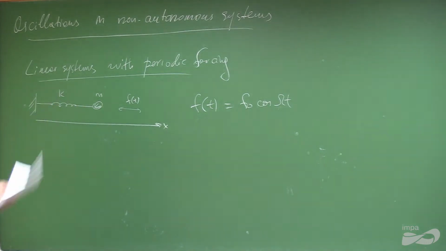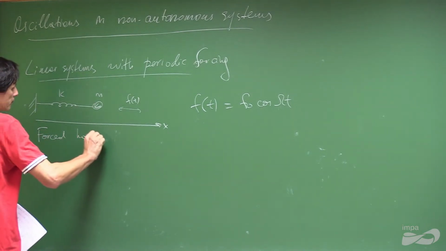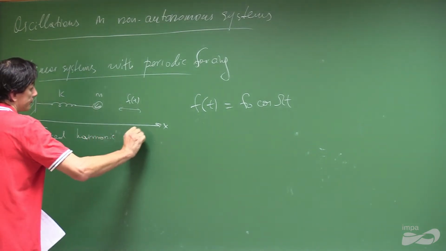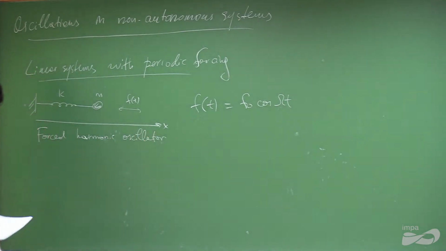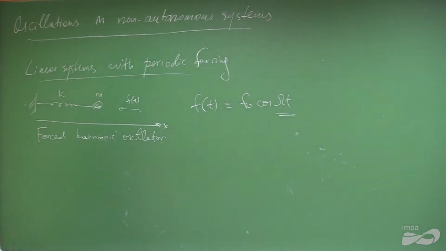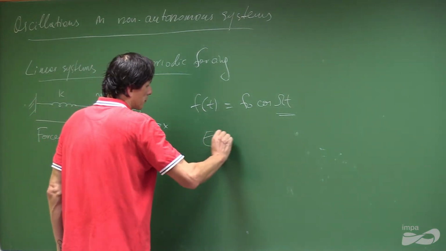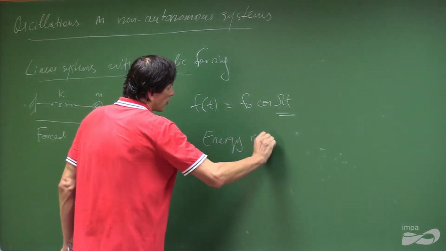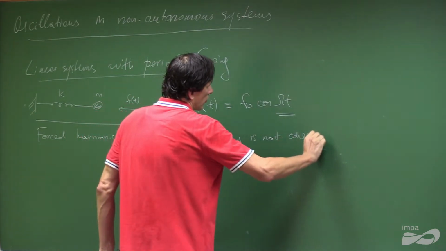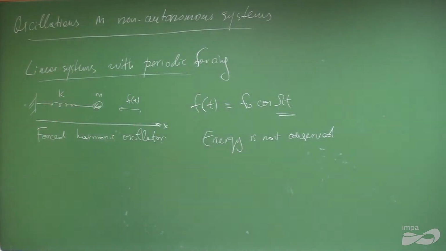So let's find the solution of this system, just to begin with. Okay, so this is the forced harmonic oscillator. And the fact that there is a time dependence of something in the formulation already means that energy is not conserved. So automatically, you can compute energy, but it will not be conserved in time.